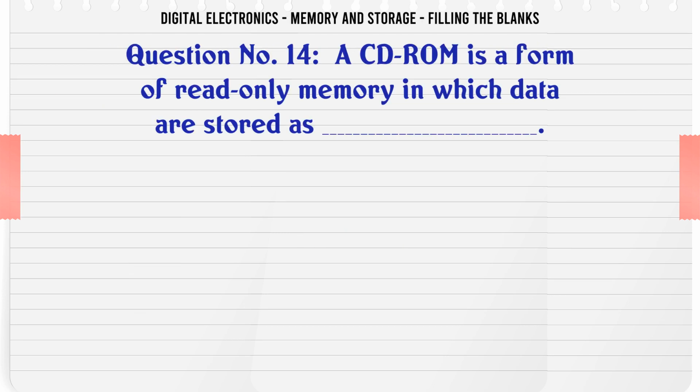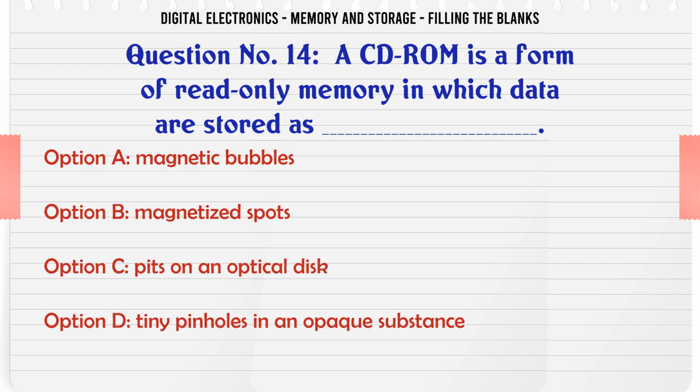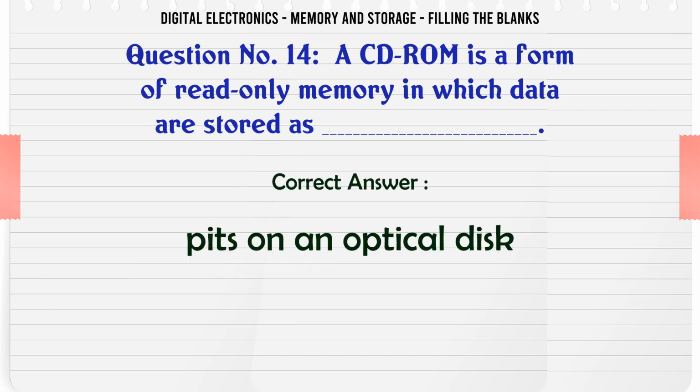A CD-ROM is a form of read-only memory in which data are stored as A. Magnetic bubbles. B. Magnetized spots. C. Bits on an optical disc. D. Tiny pinholes in an opaque substance. The correct answer is bits on an optical disc.